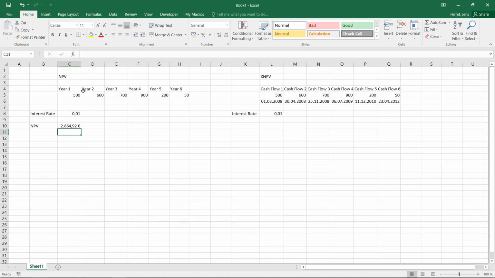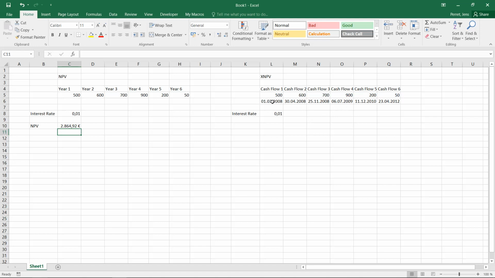However, it could be that cash flows, as is the case here in the right example, occur at differently sized points in time. That the period between two cash flows is differently sized. So here it's just a few months. Here it's more than a year.